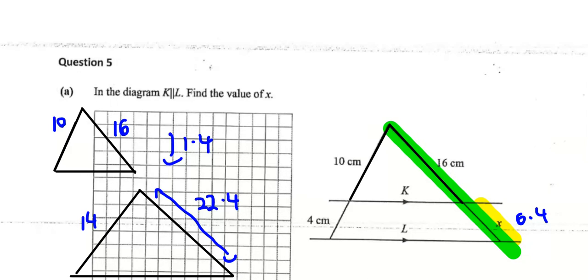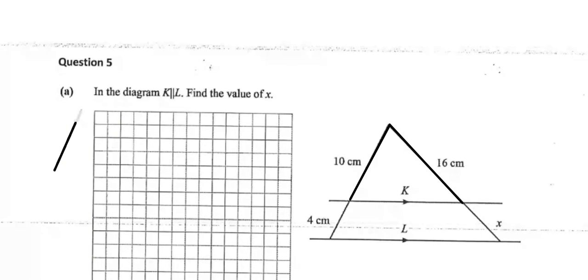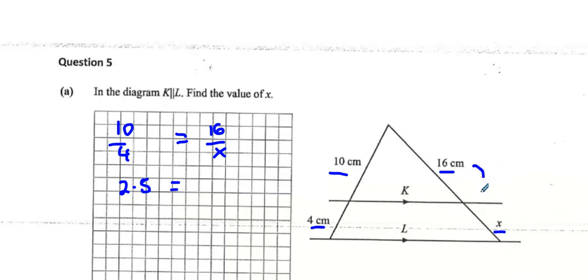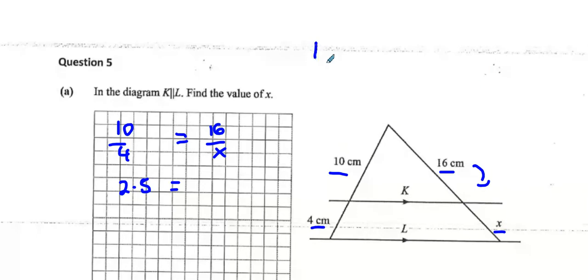The second way is quicker, and what you know about the second way is that the ratios are the same. So 10 divided by 4 is actually the same as 16 divided by x. So 10 divided by 4 is actually 2.5. This means that 16 is 2.5 times bigger than x. Get your 16 divided by 2.5 and you get an answer of 6.4.